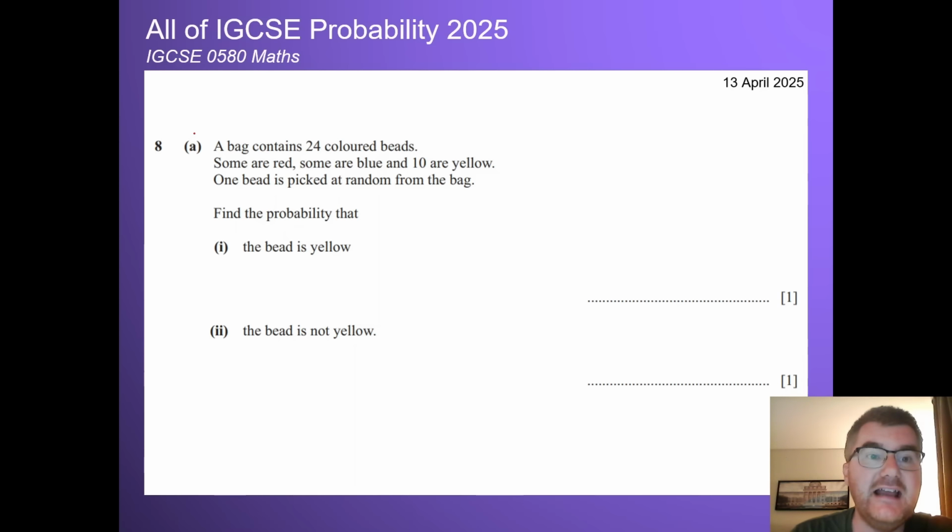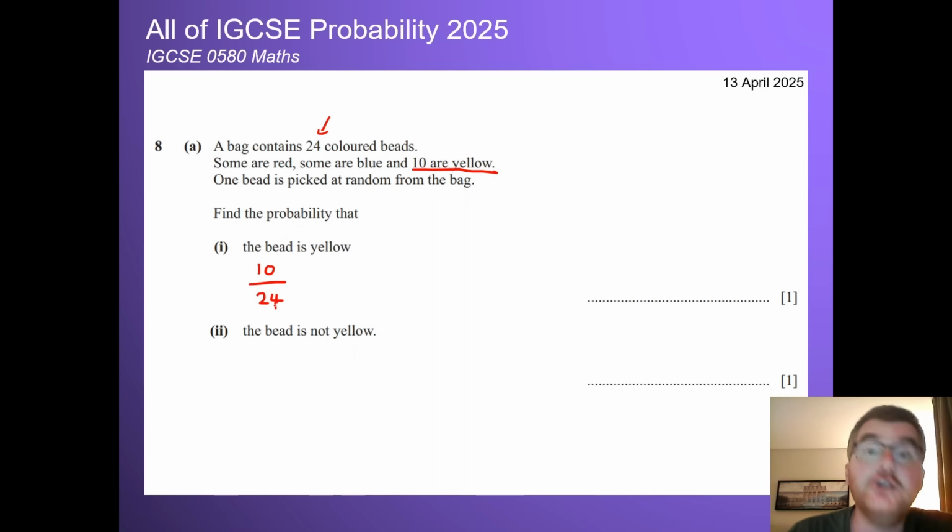So, question 8a. A bag here contains 24 coloured beads. Now some are red, some are blue, and 10, that's important, are yellow. One bead is picked at random from the bag. What is the probability that the bead is yellow? So we have 10 yellows out of how many in total? Well, we have 24. So we can write in 10 over 24.